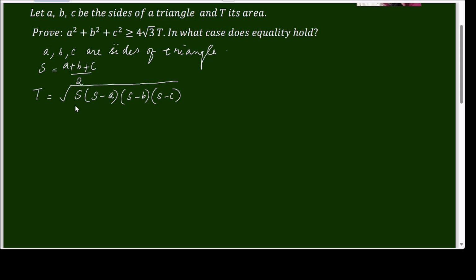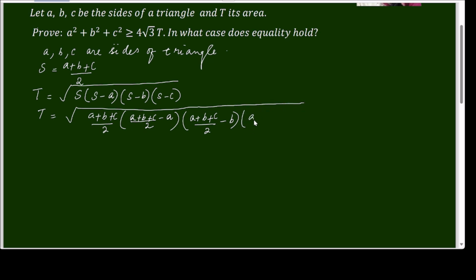So I am writing this S in terms of A, B, C. So I am writing T equals square root of (A plus B plus C) over 2 instead of S, here (A plus B plus C) over 2 minus A, and here (A plus B plus C) over 2 minus B, and (A plus B plus C) by 2 minus C.